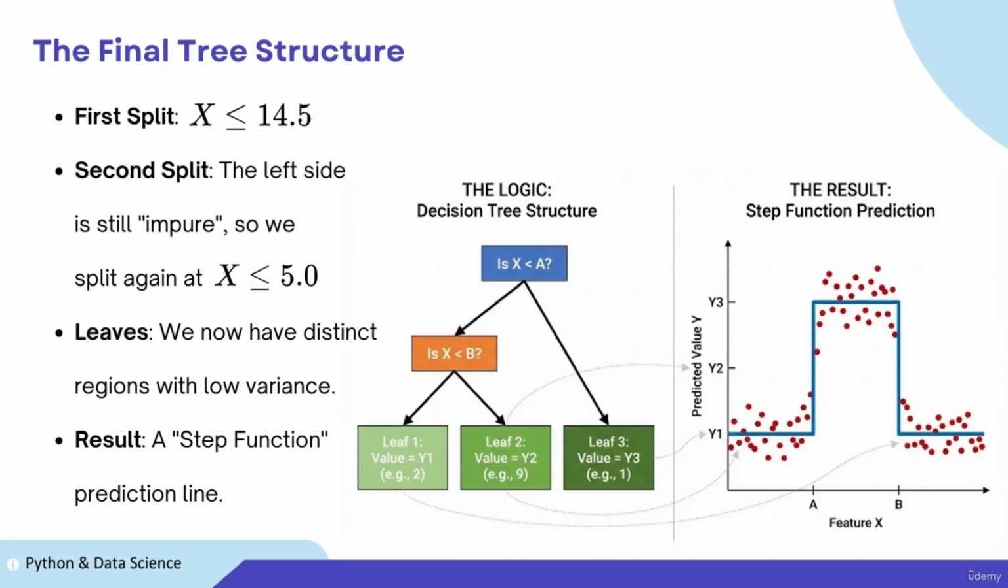Applying these mathematical calculations gives us our final tree structure. Our first optimal split happened where x is less than or equal to 14.5. Because the left side of that split was still impure, the algorithm automatically performed a second split where x is less than or equal to 5.0. This creates our final leaves, giving us distinct regions with beautifully low variance. The result is exactly what we see on the graph, a step function prediction line that hugs the non-linear shape of our experimental data.